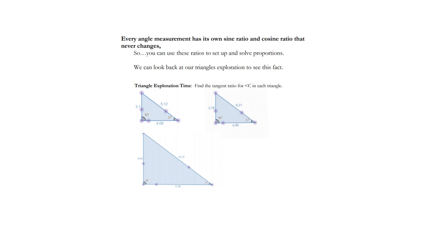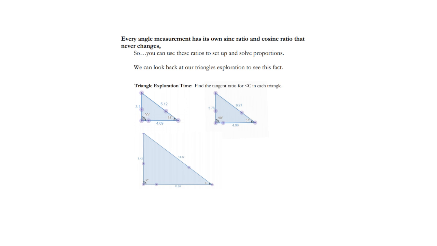Now, this is not all in your notes packet, but I just want to remind you that we did this in the tangent section of notes. I want to remind you that now we have sine and cosine ratios, again, that don't change as long as you have the same angle measurement in whatever size triangle. The sine and cosine ratios never change.